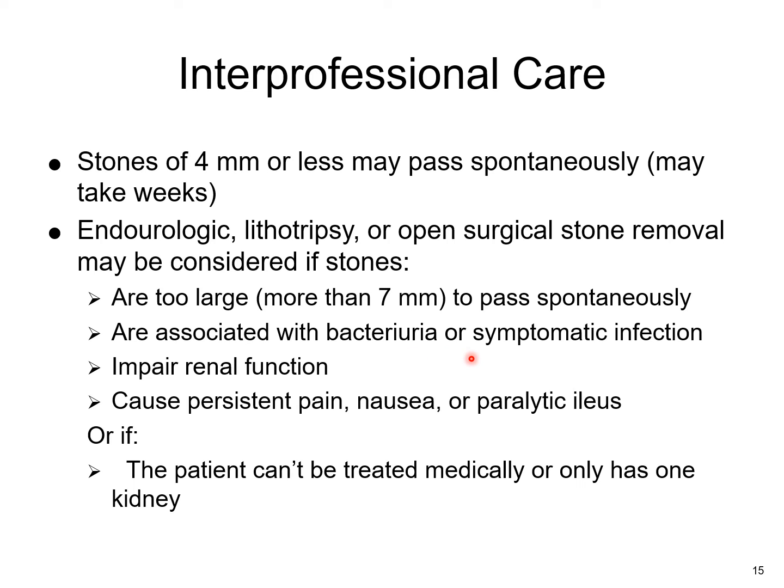Maybe there's some type of bacteria there, and the patient is symptomatic where now they're getting systemic manifestations. Maybe there's impaired renal function. The patient is getting things like persistent pain, nausea, or paralytic ileus. So it's more advanced in terms of how the stone formation is presenting, and that's why they'll consider other types of treatment. Ideally, you want 4 millimeters or less in terms of your stone, and then it gets passed freely by itself. But we'll consider other types of treatment if we have any of these conditions that are listed here.